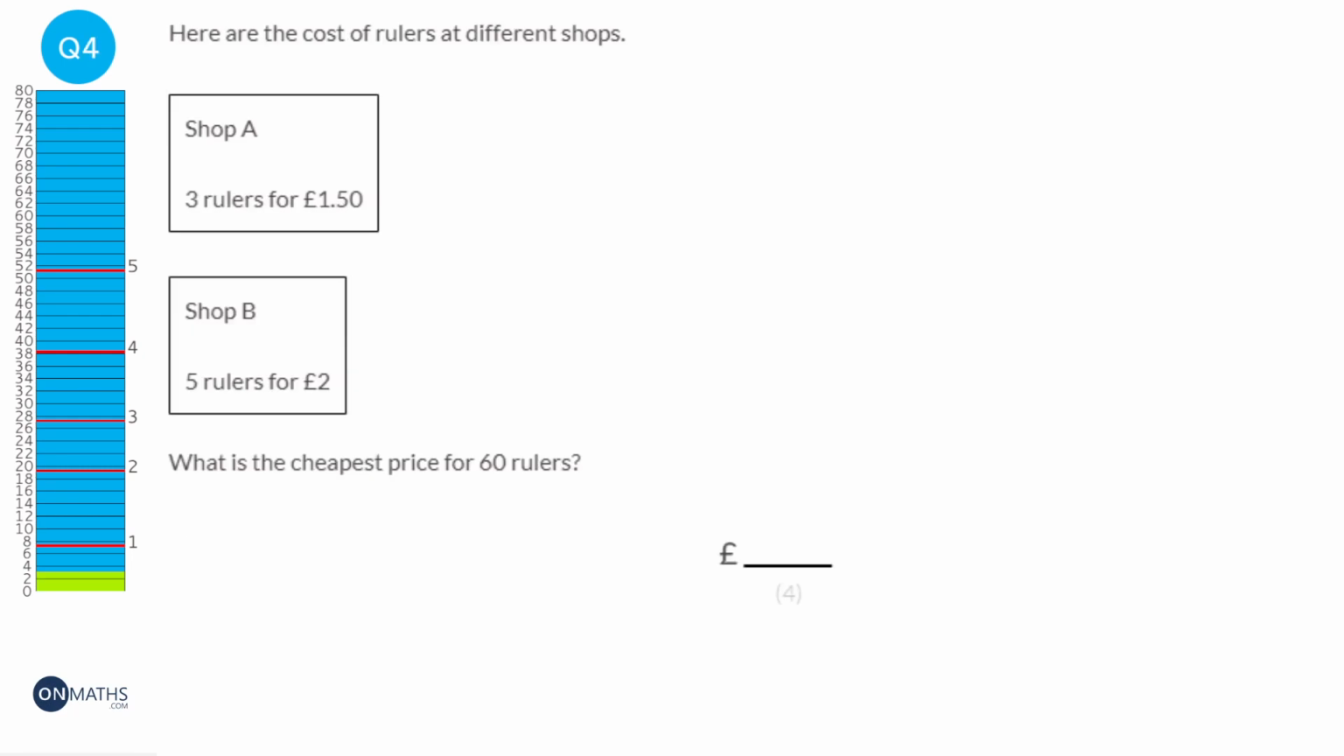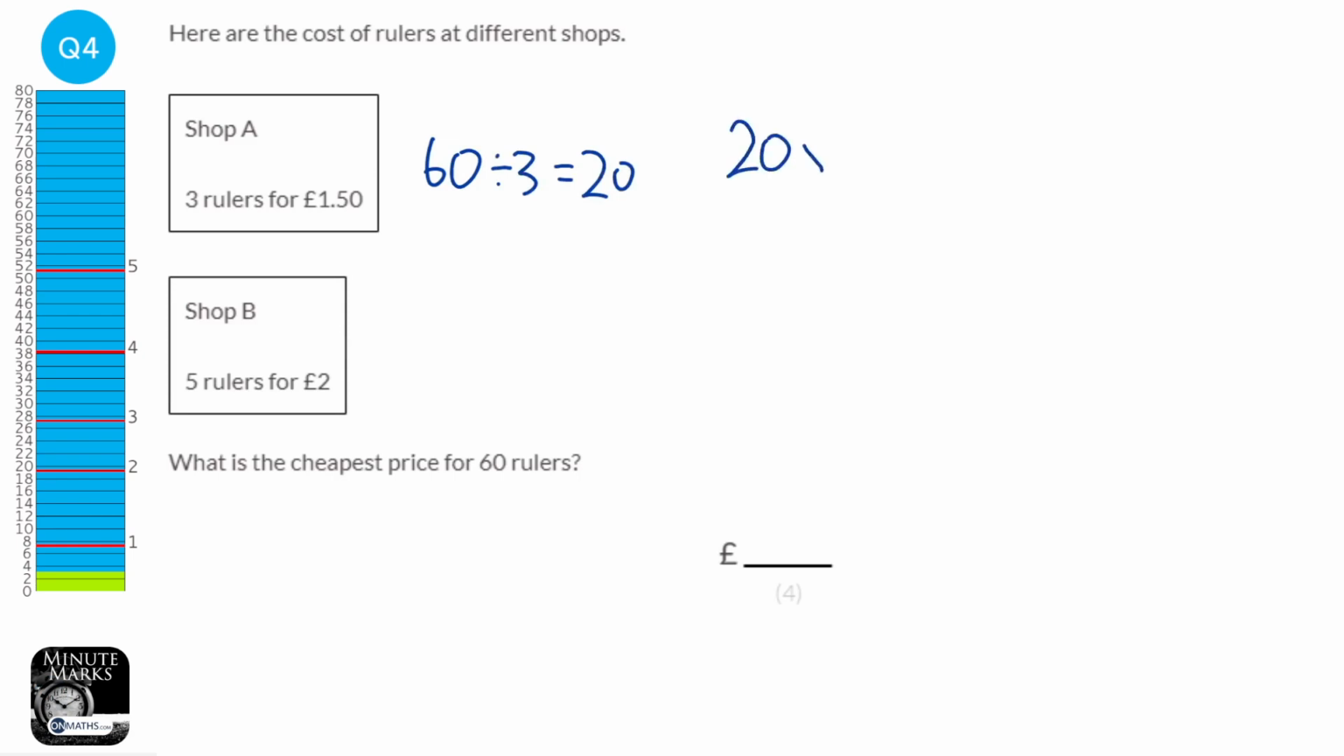So for shop A, they're selling the rulers in lots of 3. And so we just need to get our 60 and divide it by 3 to figure out how many lots of 3 we have. So we've got 20. So if one bundle of rulers costs £1.50, then 20 times £1.50 would be £30. So in total it would cost £30 at shop A.